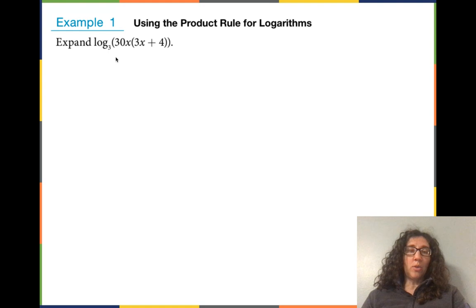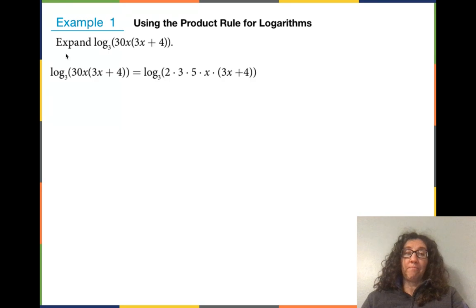So how would we use this? Expand log base 3 of this expression. Okay, so what do we have multiplied together here? We've got this term, 3x plus 4. We can't break that apart anymore. We can't factor that. Times x times 30. Well, 30 has a bunch of factors, right? So the first thing we do is factor 30. Okay, 2 times 3 times 5 times x times this linear factor that we can't factor anymore.